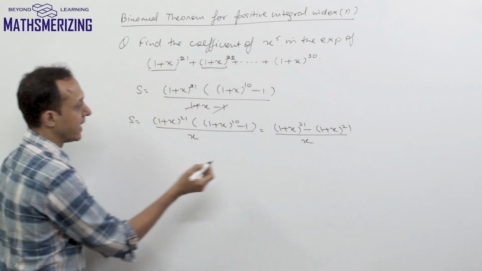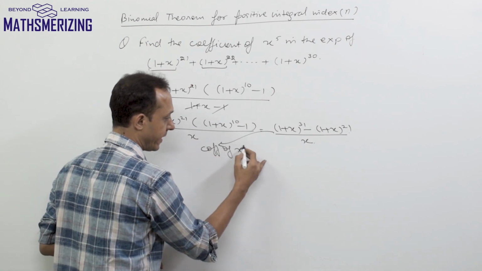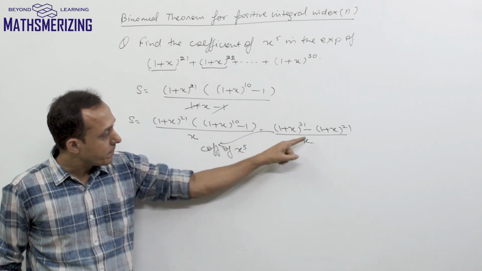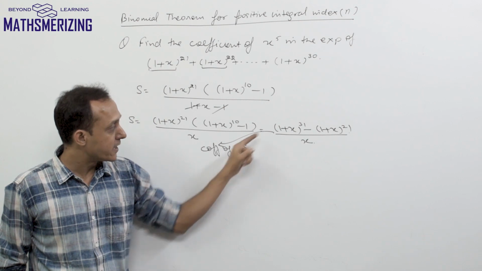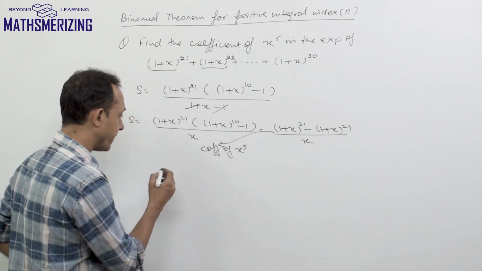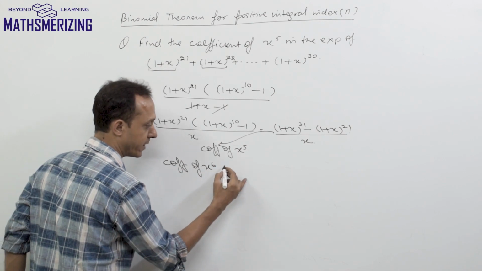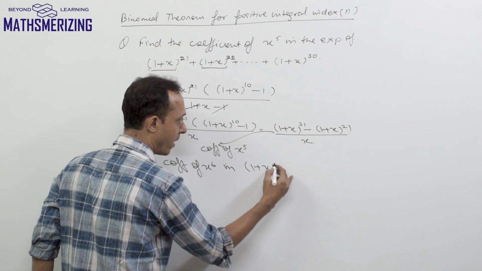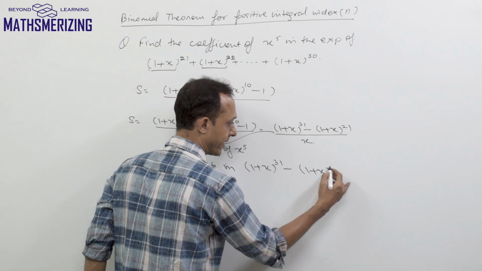Now from this series, I need to find the coefficient of x to the power 5. Whatever I'll get from the numerator, this x is going to reduce it by 1. So if I have to find the coefficient of x^5 from this entire expression, I'll need to find the coefficient of x^6 from the numerator. So I have to find the coefficient of x^6 in (1 plus x)^31 minus (1 plus x)^21.